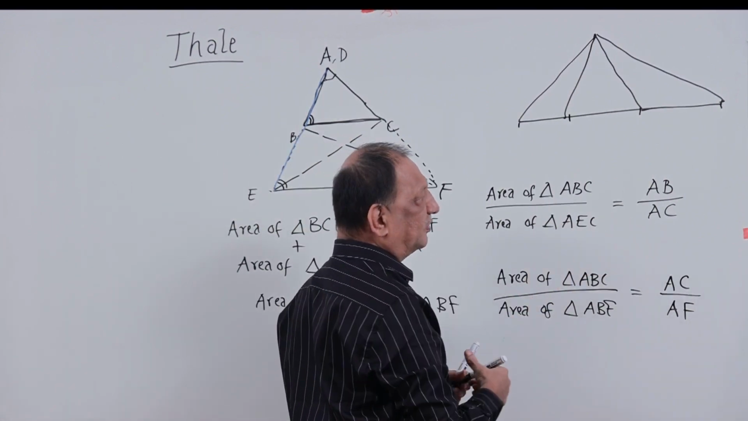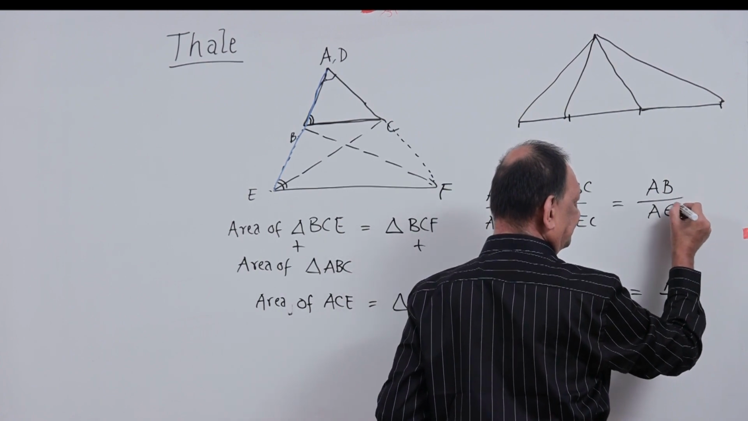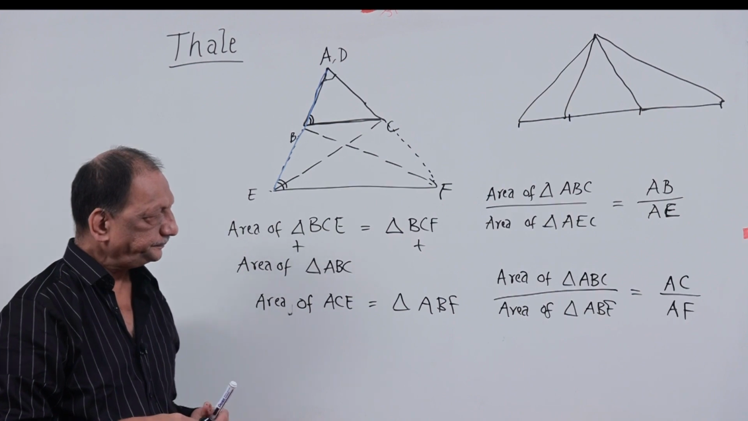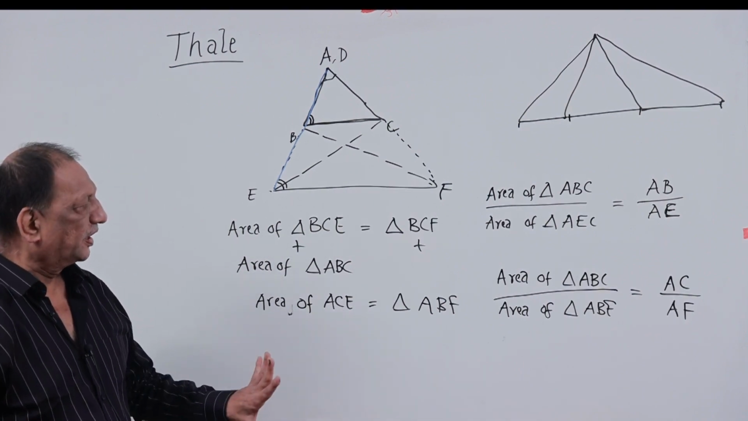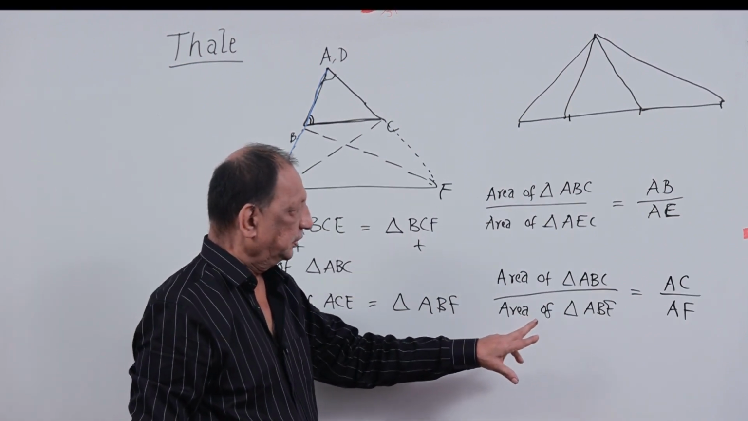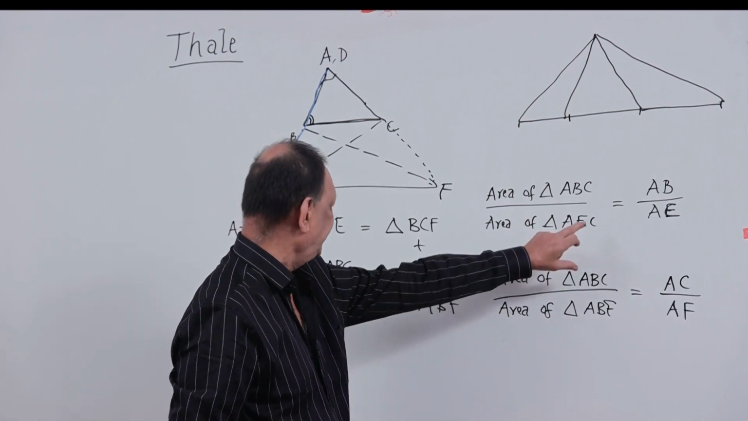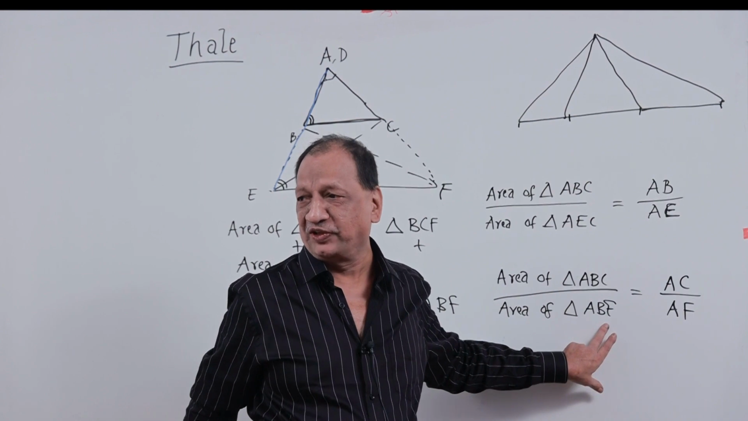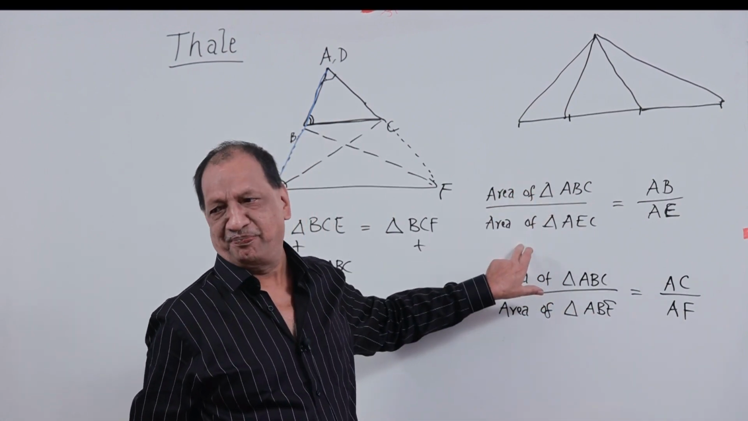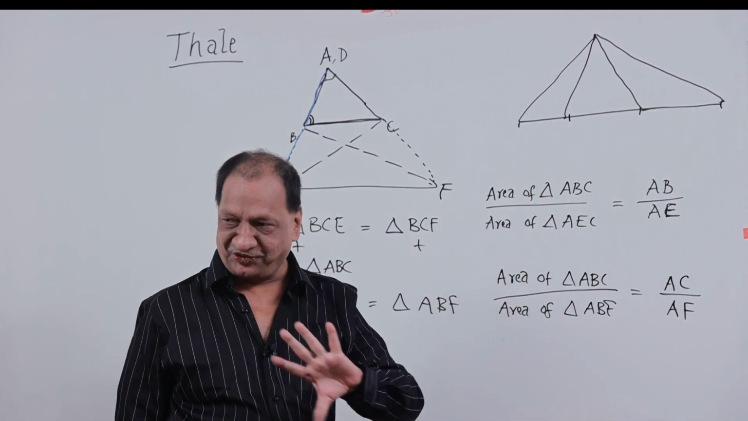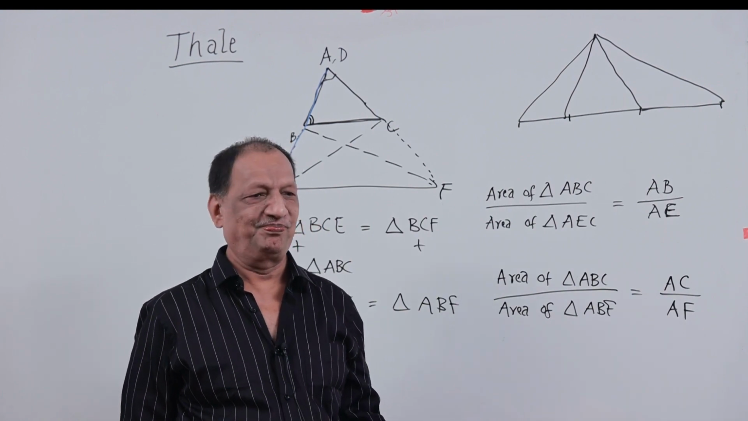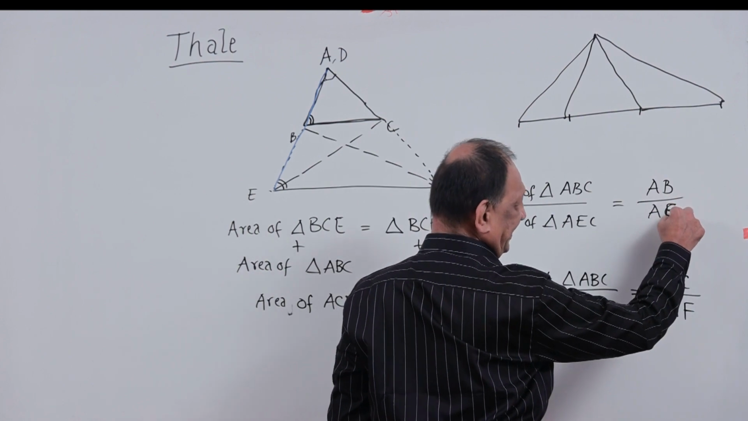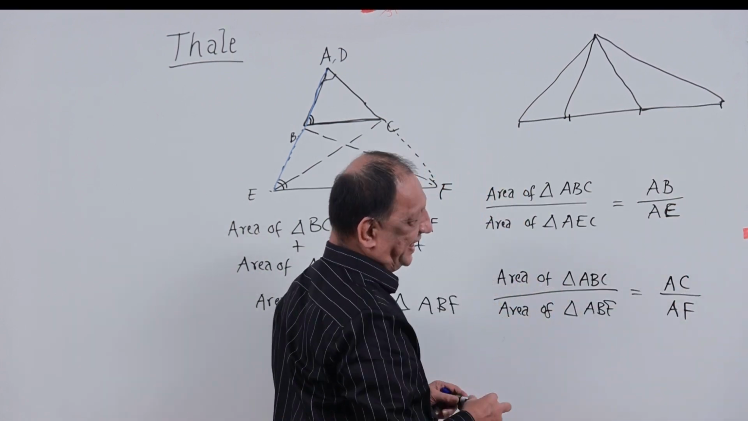Earlier, I think I wrote wrong, it was AB by AE. Correct? Now, we have also found that the areas of triangles AEC and ABF are the same. They are equal. We already found that. And the numerator is the same. Therefore, these two ratios are actually the same. Correct? So, which means AB by AE is equal to AC by AF.